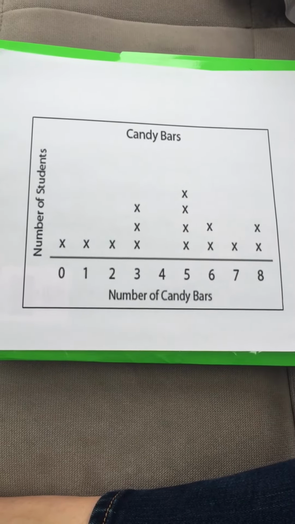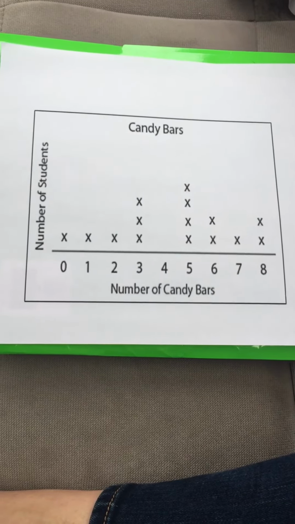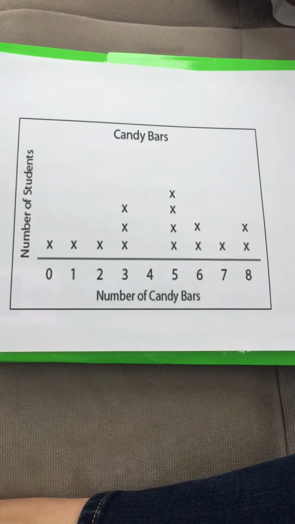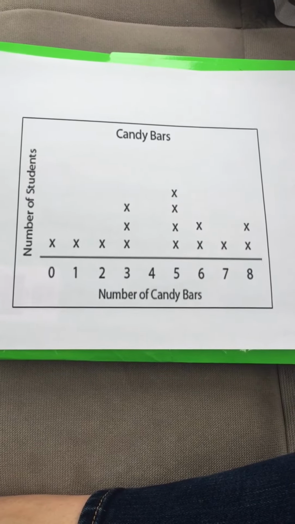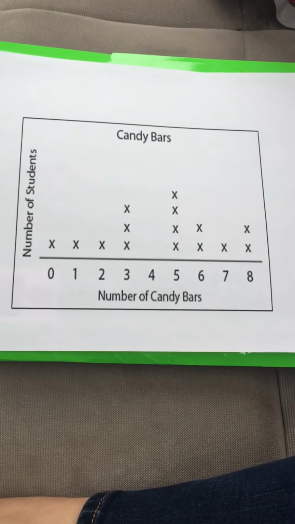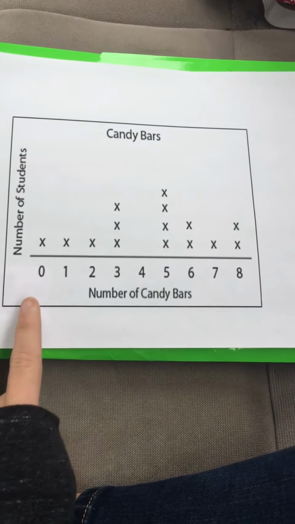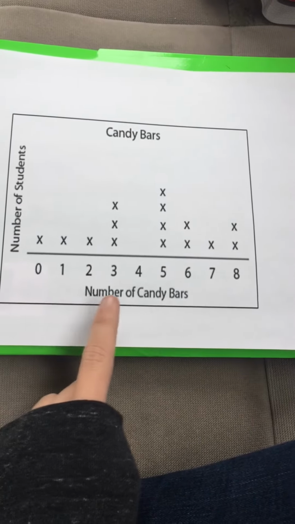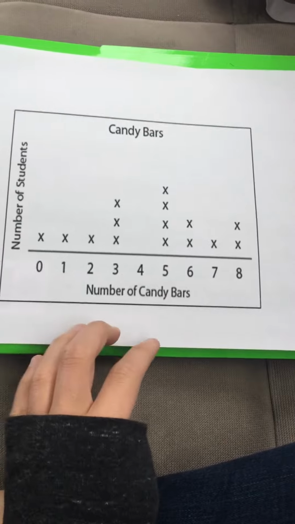Today in class we talked about how we can use graphs to represent and interpret data. So today we're just going to do a quick review of those graphs, and our first graph is called a line plot. And on the line plot, the numbers at the bottom represent the number of things being surveyed, and in this case it's going to be number of candy bars.